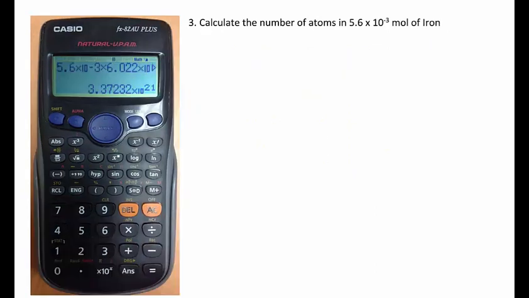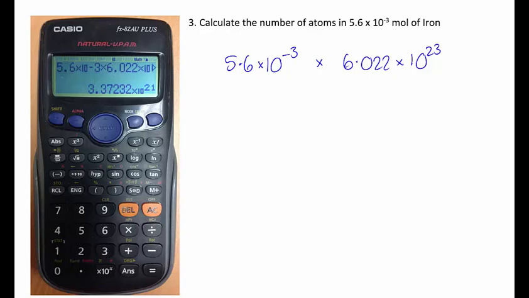Calculate the number of atoms in 5.6 times 10 to the negative 3 mole of iron. So I've got 5.6 times 10 to the negative 3 times 6.022 times 10 to the 23. Again, pause the video and give it a go yourself.